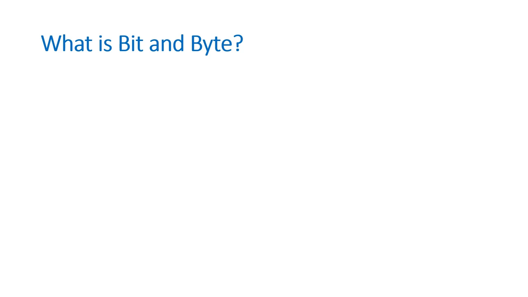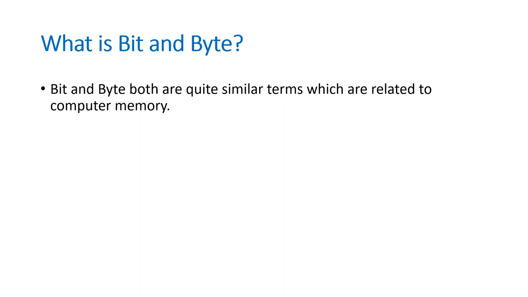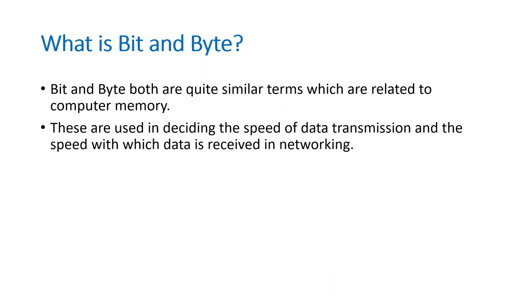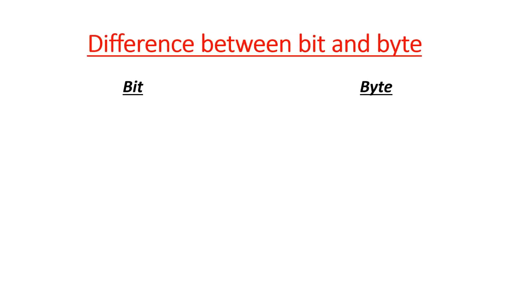So first of all, what is bit and byte? Bit, byte both are quite similar terms, are related to computer memory. These are used in deciding the speed of data transmission and the speed with which data is received in networking. Examples are 40 megabits per second, 1 gigabit per second. Then we will further know about the difference between bit and byte.